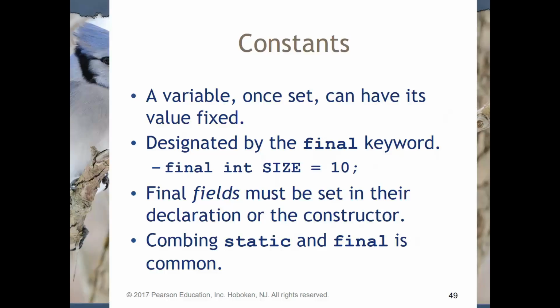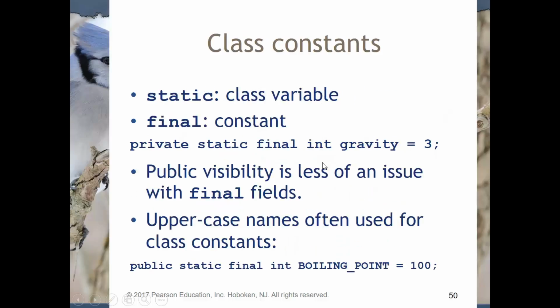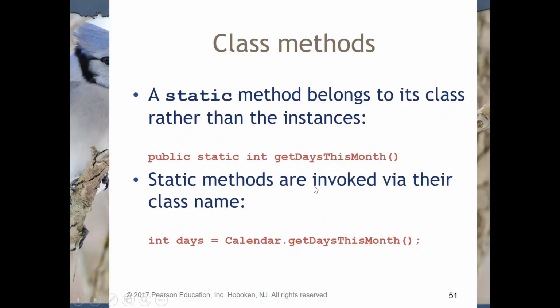If you combine static and final together, why would you want to have multiple copies of size if the value can never change? So if you make it static and final, then size is created only one time and exists forever. The way it would look, private static final int gravity. If you take this off, you made it public, that also is considered reasonably acceptable. Here's an example down here. Okay? Notice the underscore that I talked about a little bit ago.